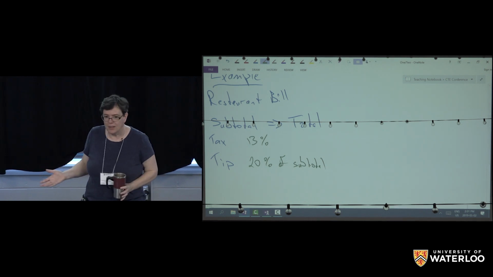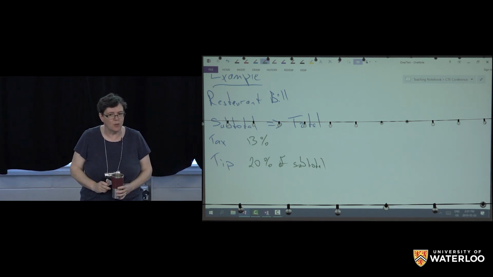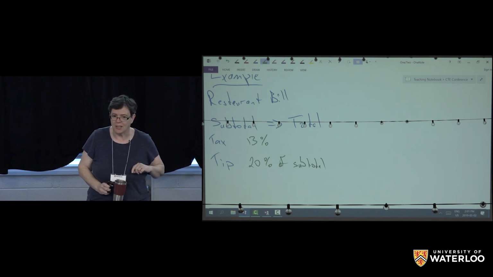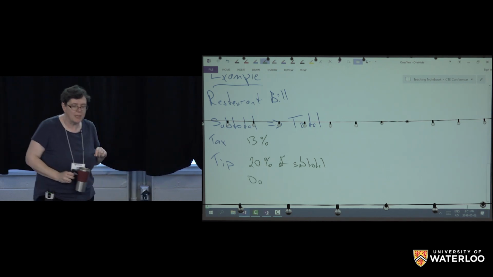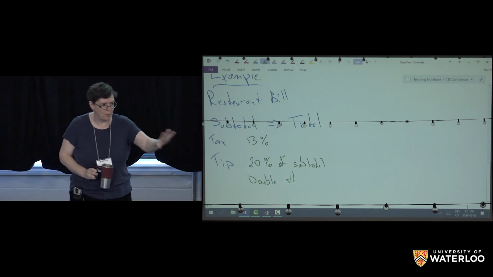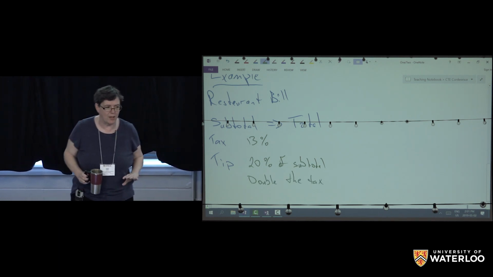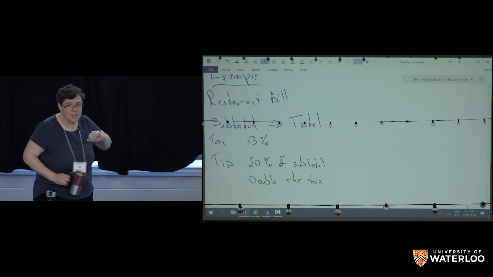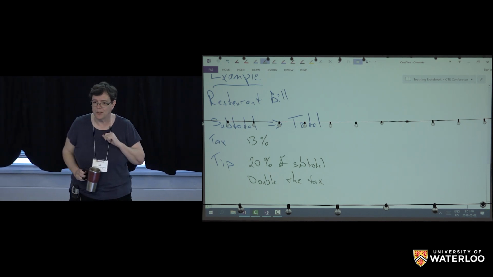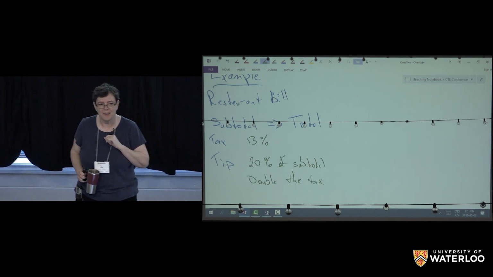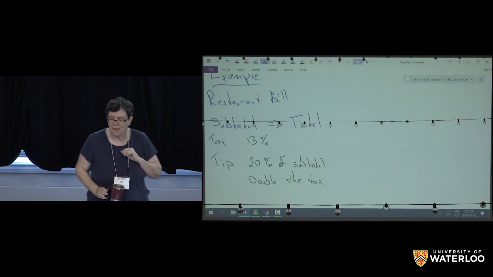What other thing? If I don't want to do 20% of the subtotal, what should I do? Double the tax. Okay. That would be a rule I wouldn't want to take with me to Alberta, because they don't have a lot of tax in Alberta, but I could double the tax. What's another option that I could be having? Any thoughts on this?